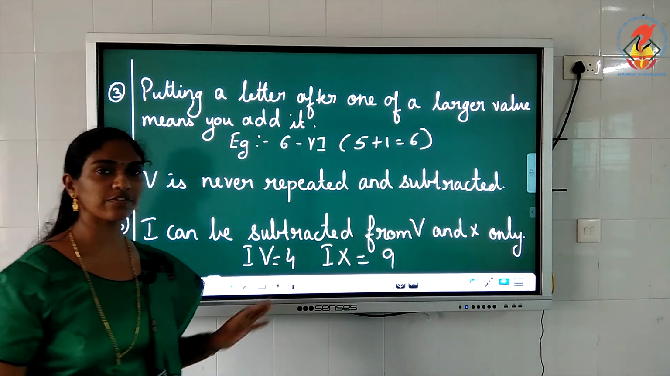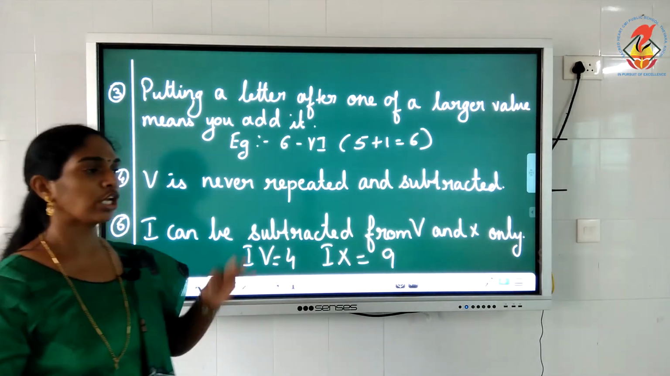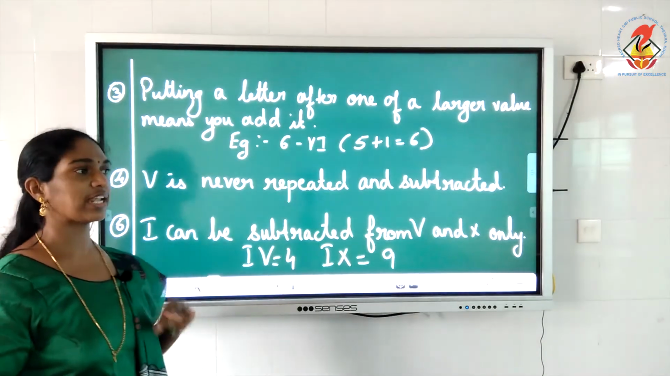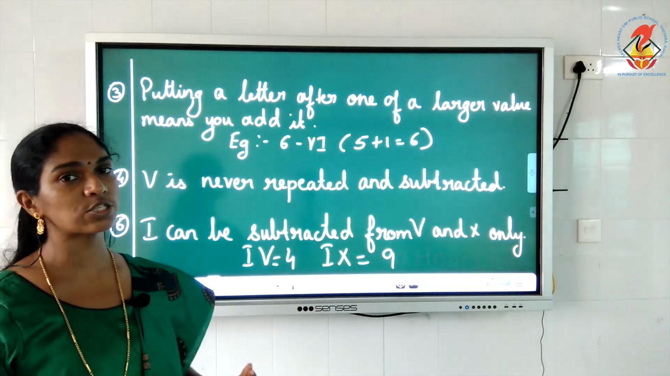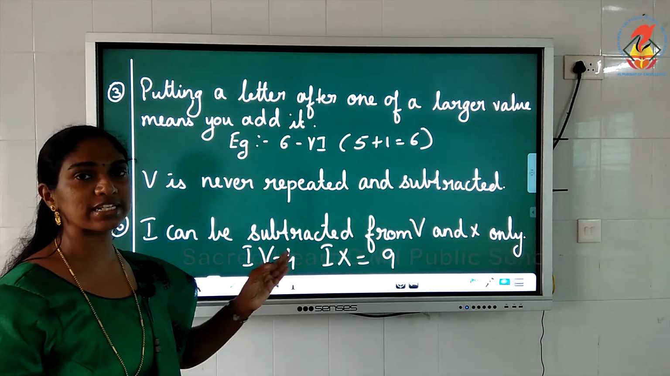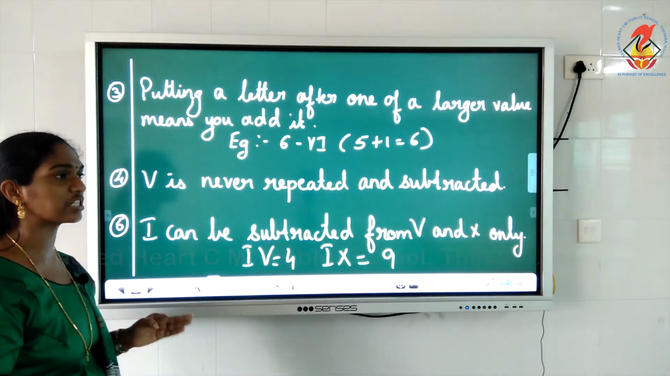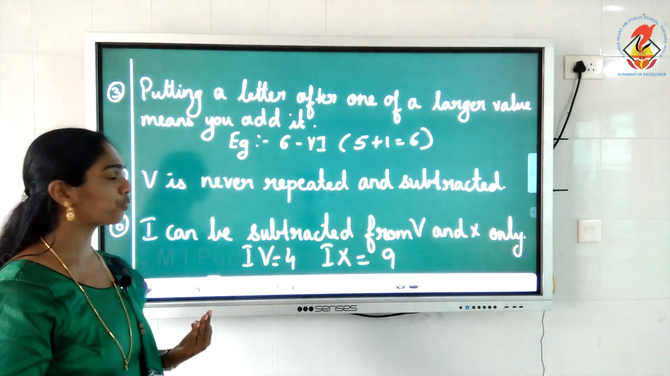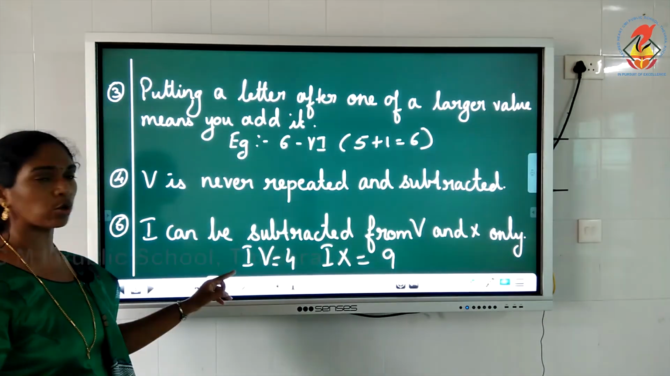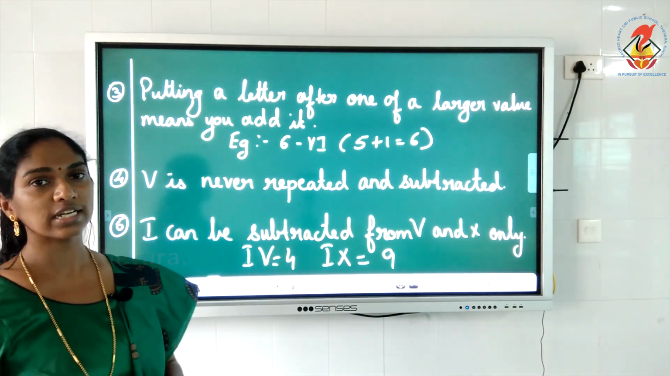Okay? So, are you clear with the rules, children? You cannot repeat a letter more than 3 times. You put a letter before a bigger value means it is minus. If you put a letter after a bigger value means you can add it. Then the letter V is never repeated and never subtracted. You cannot repeat the letter V and you cannot write the letter V before any larger value. And I can be subtracted only from V and X. That is, I can be put only before V and before X, not before any other letter.